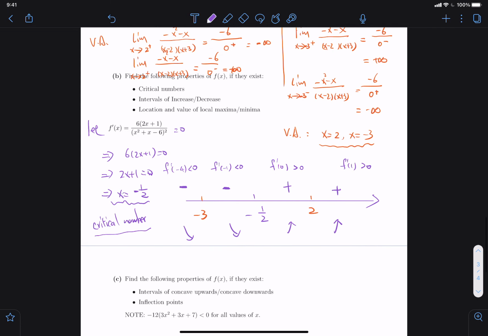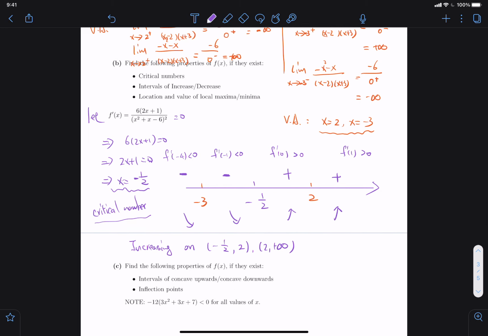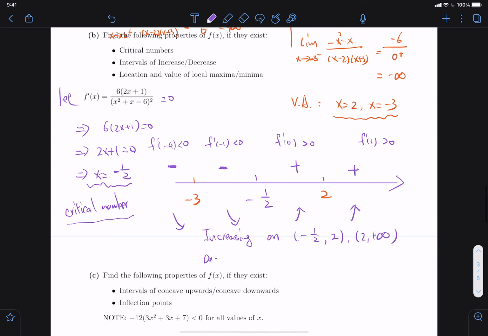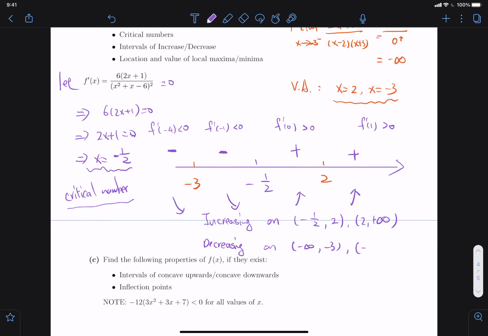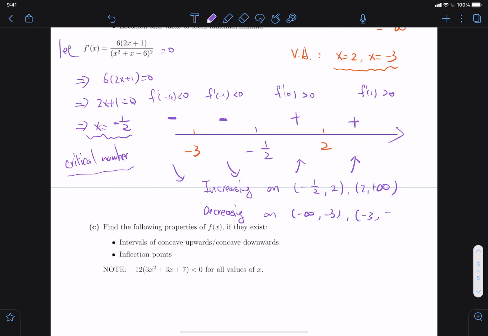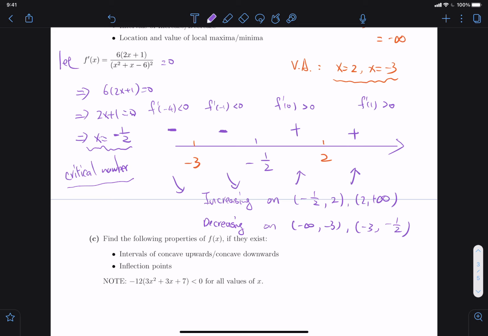Okay, so the intervals of increase: increasing on negative 1 over 2 to 2, and also from 2 to infinity, and decreasing on negative infinity to negative 3, as well as from negative 3 to negative 1 over 2. So these are the increasing and decreasing intervals.